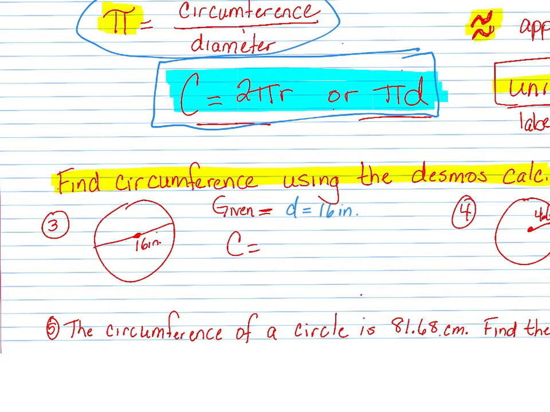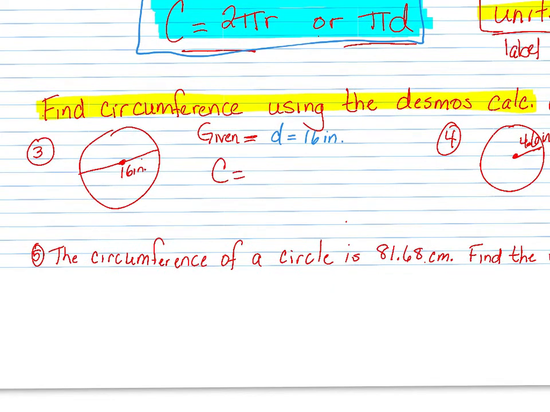So which of the 2 above formulas would you think you'd want to use? Pi times d. So you guys, this is simply plugging in and getting an answer. So we write C equals pi times, well, the diameter is 16.